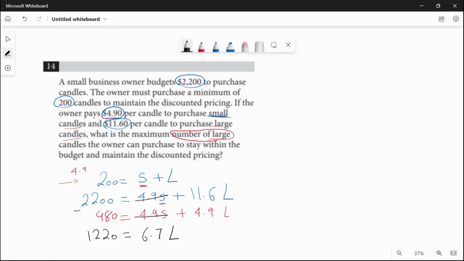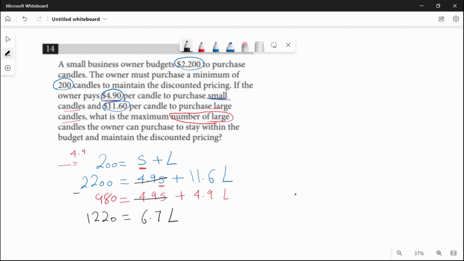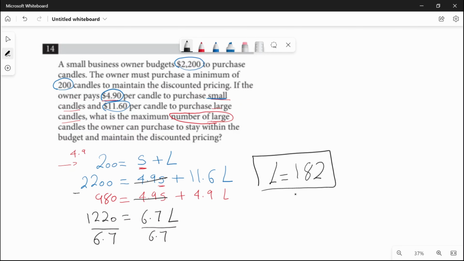The next step is dividing 6.7 on both sides. So we will have L equal to 182. And that's the answer for this question.